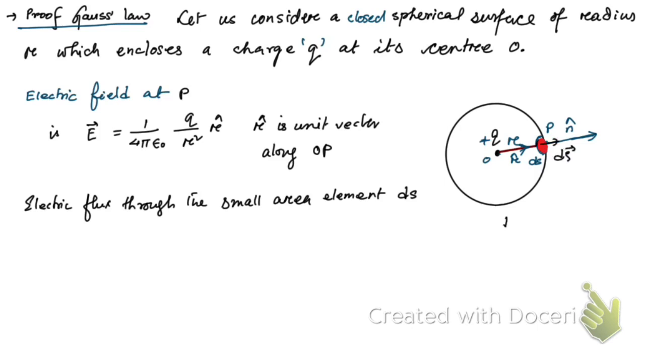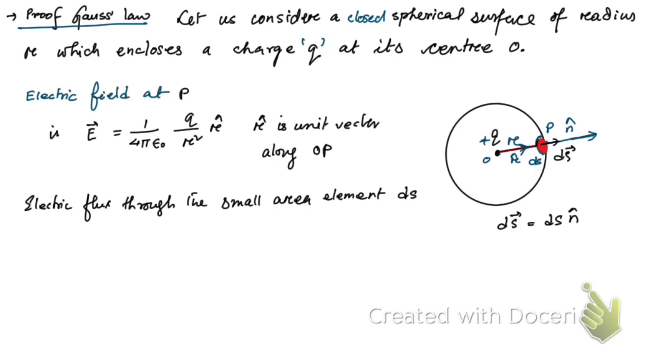and suppose this is ds vector, its magnitude is ds, and its direction is given by the unit vector n cap. So I have considered that n cap is the unit vector along the area vector. We have considered it that way, right?